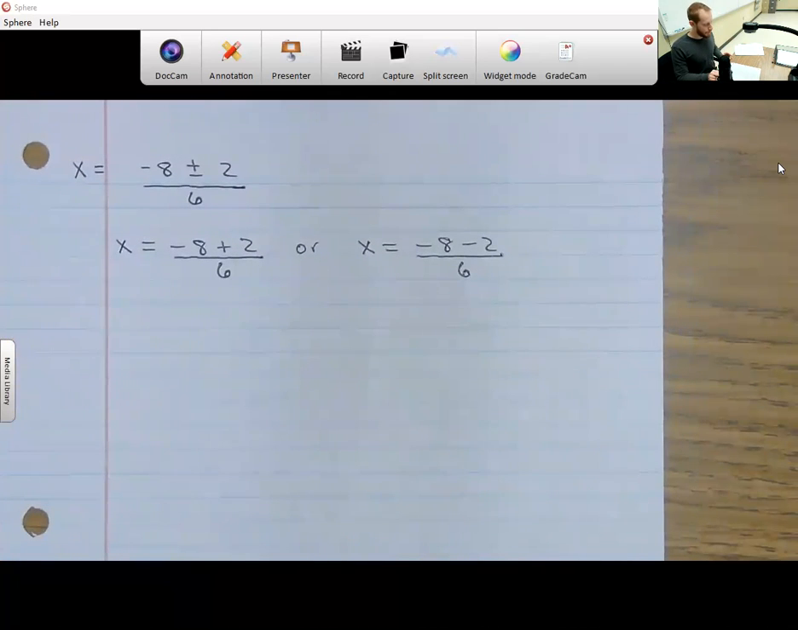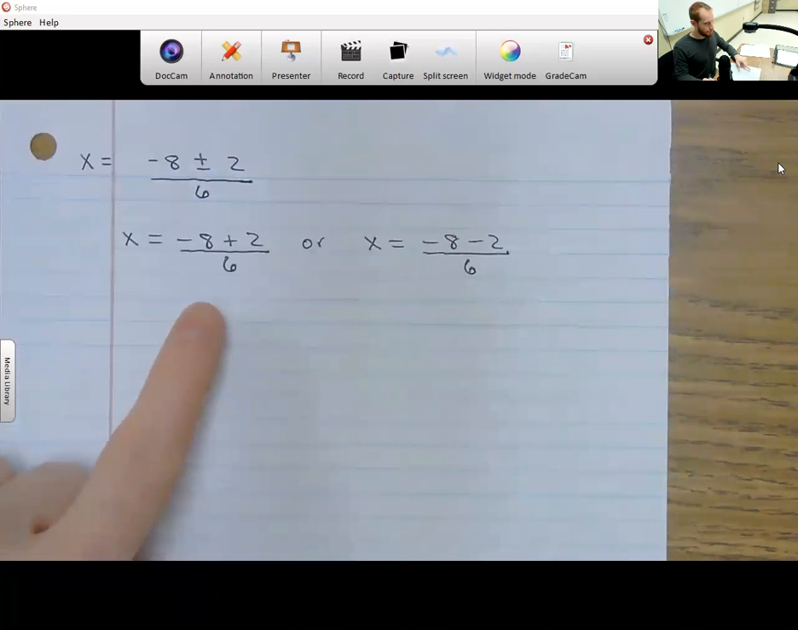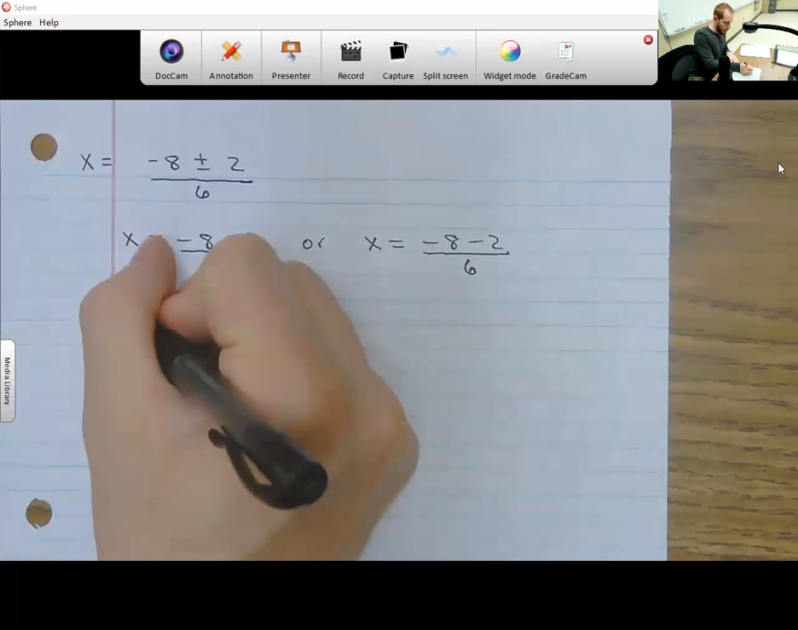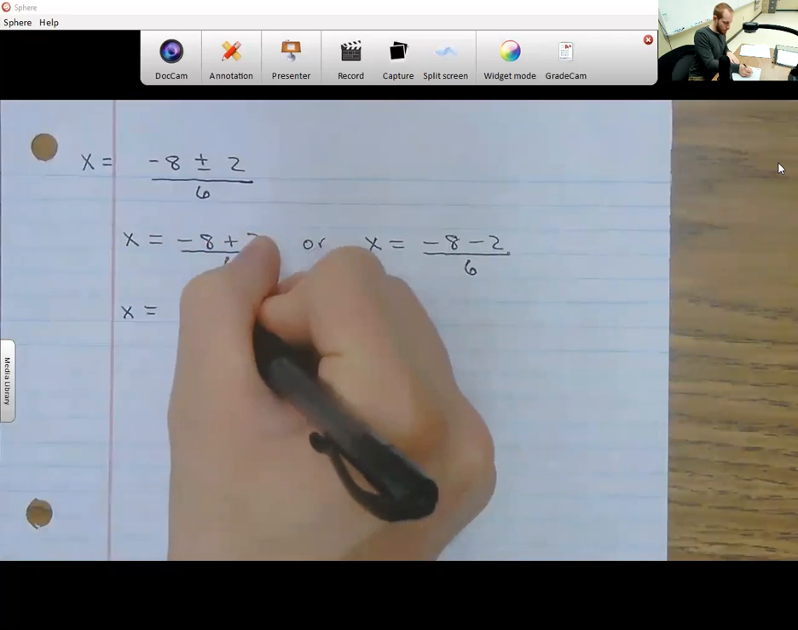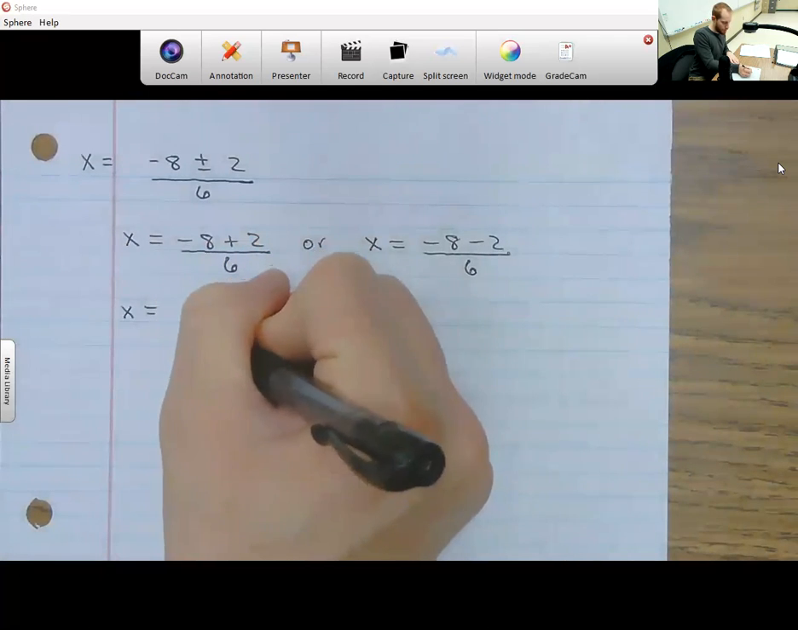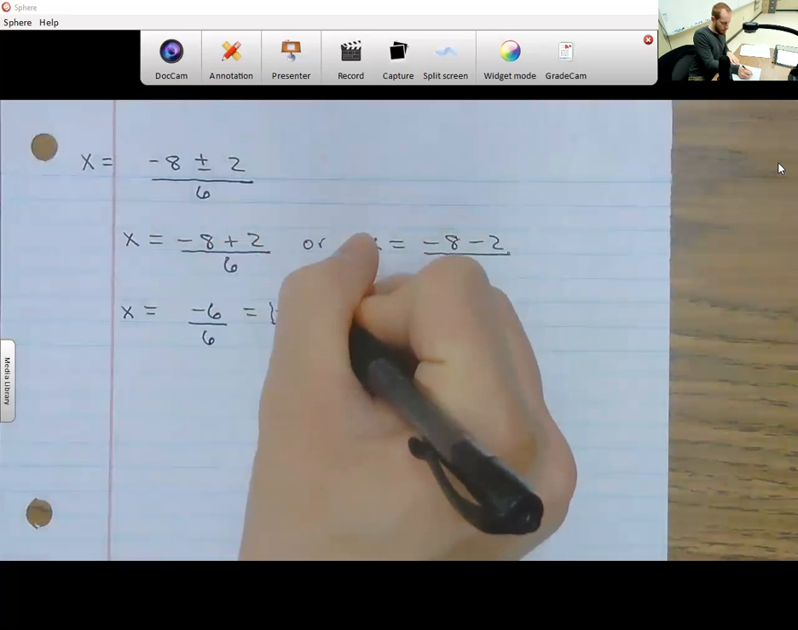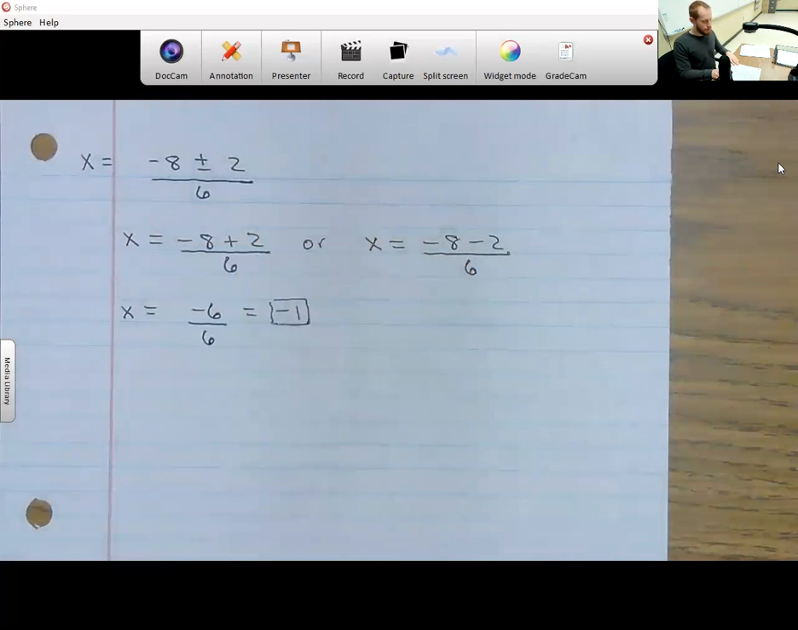So I'm taking advantage of that plus or minus. So I could have a plus or I could have a minus, right? That's what's going to give me my two different solutions. So working with the plus first, I know that -8 plus 2 is going to be -6. So I'm going to have -6 divided by 6, which is -1. So that's going to be my first answer.